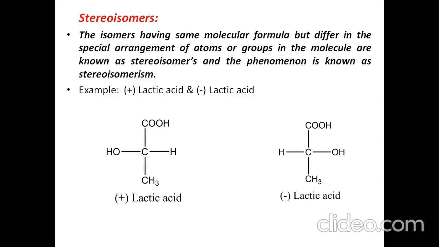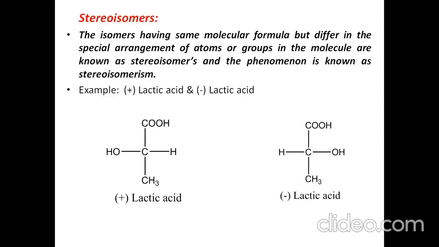Here we have taken the example plus lactic acid and minus lactic acid. So what do you mean by plus and minus? That we're going to discuss in a different video. Now here two isomers are there. You can see here in plus lactic acid, the carbon is bonded to four different atoms or groups, that is carboxylic group, hydrogen, methyl and hydroxyl group. In minus lactic acid, the carbon is also bonded to the same four atoms or groups, that is carboxyl group, hydroxyl group, methyl group and hydrogen atom.